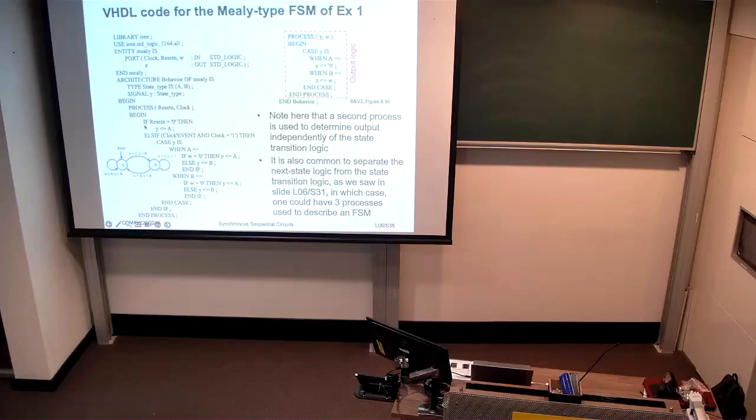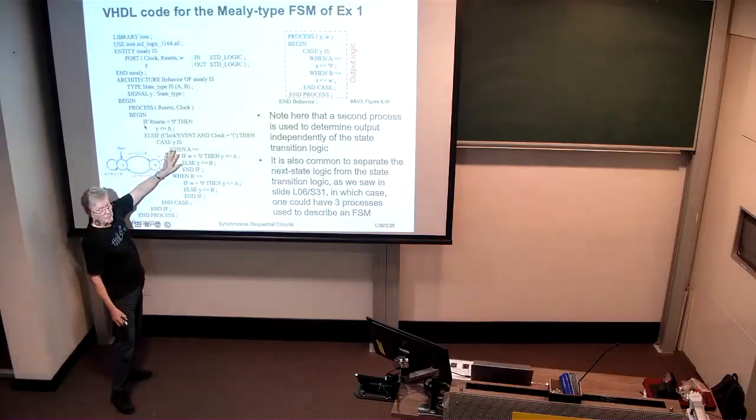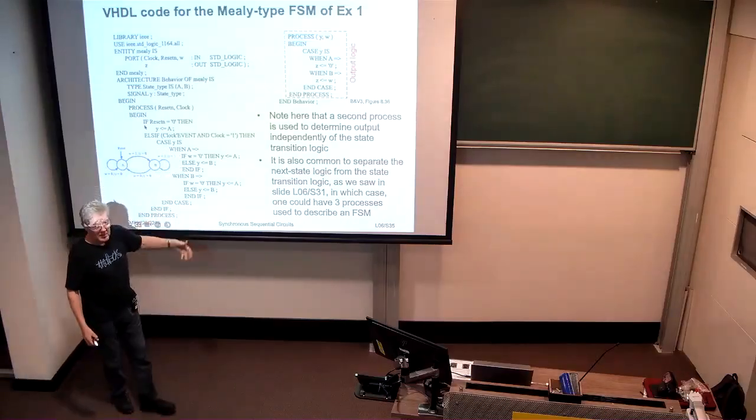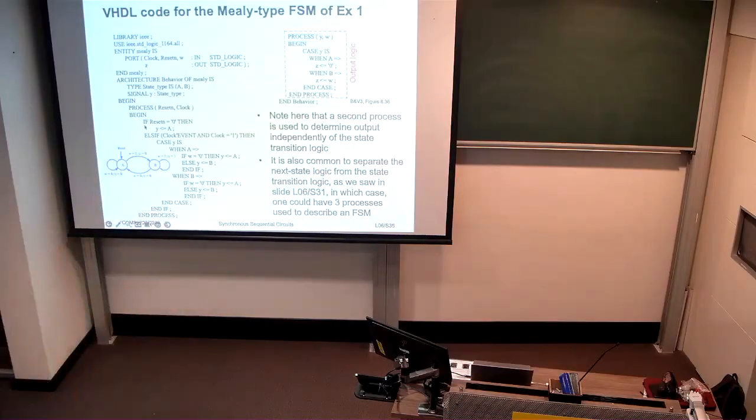But it's common to have a process for the output. It's also common to split this process into two. And so for Mealy machines, we often see three processes in the description: the next state logic, the state flip-flops, and the output logic. 3 different processes. Are there any questions on this?